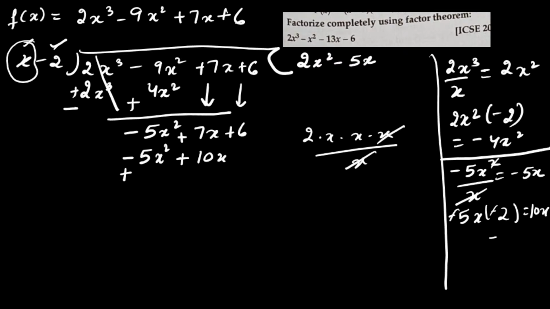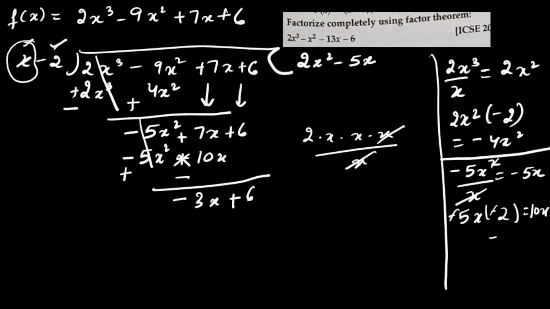Now the signs we have to change. This is positive, this will be changed to negative. So these two will get cancelled. Here 7 minus 10. Now this sign only we have to consider. This plus sign we don't have to consider. 7 minus 10 is minus 3x, because 10 minus 7 is 3, but the greater number has the negative sign. So that's why minus 3x plus 6.